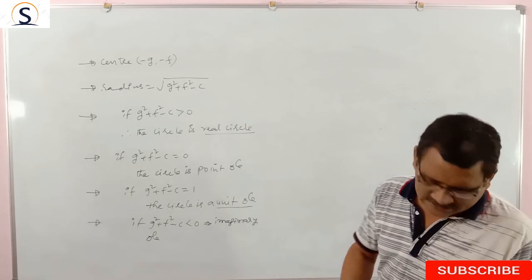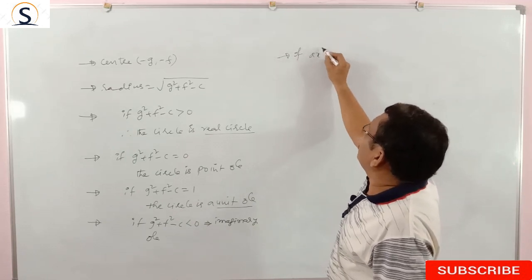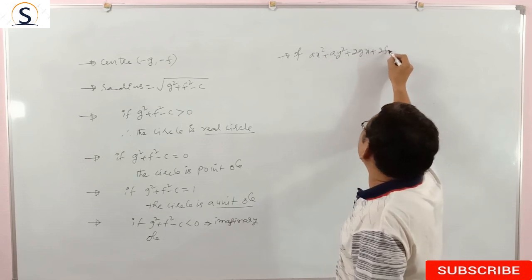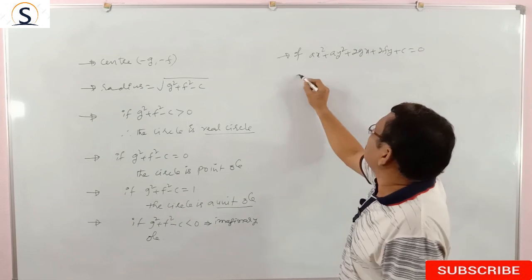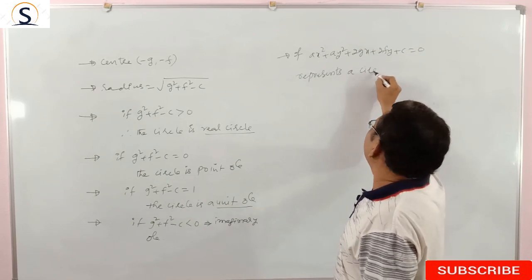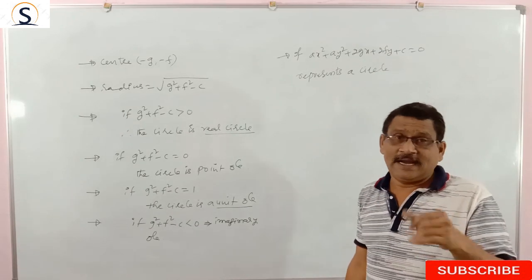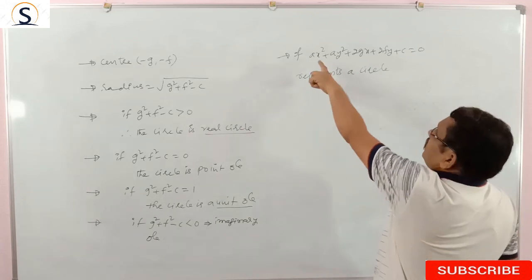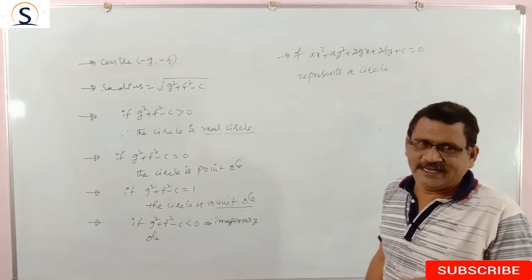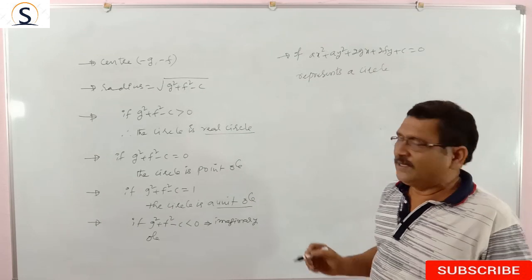Next, ax square plus ay square plus 2gx plus 2fy plus c is equal to 0 represents a circle. If this equation represents a circle, then what about the center and what about the radius? I told you x square and y square coefficients are the same. First of all, you convert into general form. Dividing the equation by a, you get the general form.